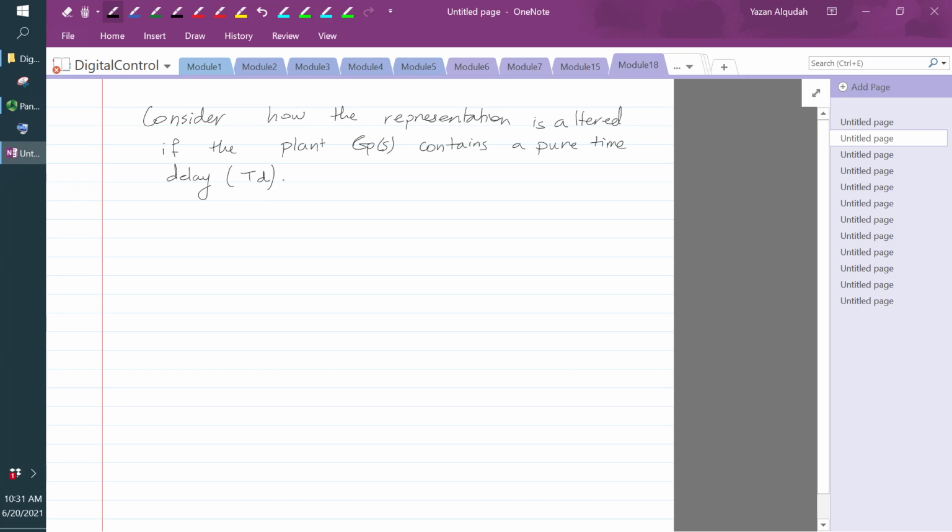And in order to get the new representation, we're going to be introducing a new transform, not a brand new transform, but we're going to take the Z transform and modify it. And therefore, we're going to be introducing the modified Z transform. So this is going to be the topic of this module, the modified Z transform.